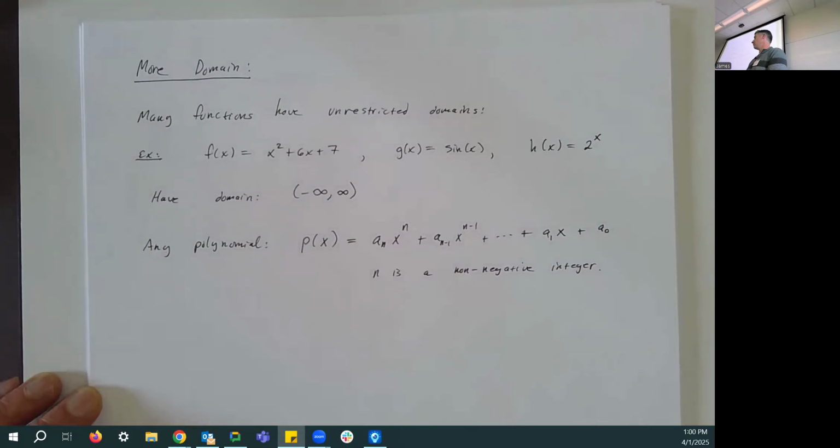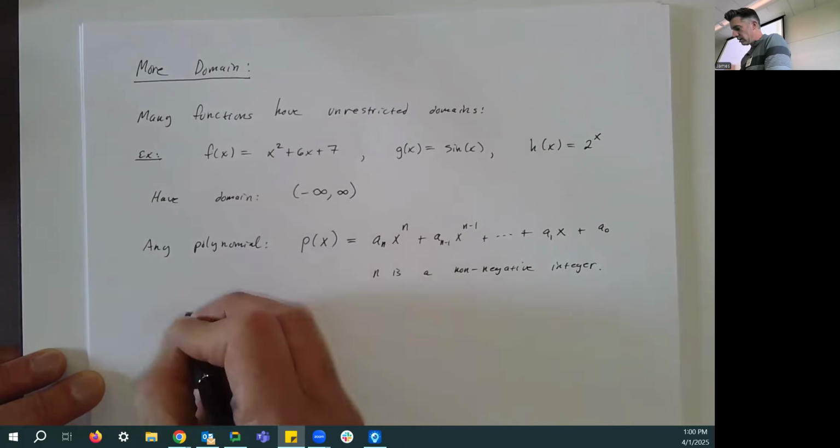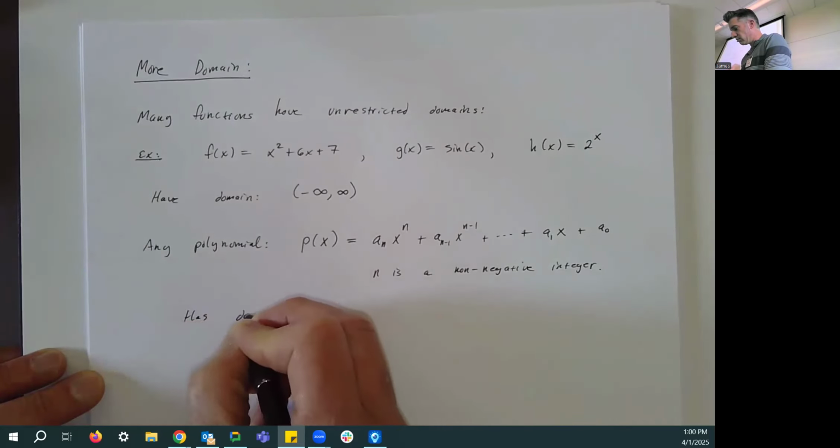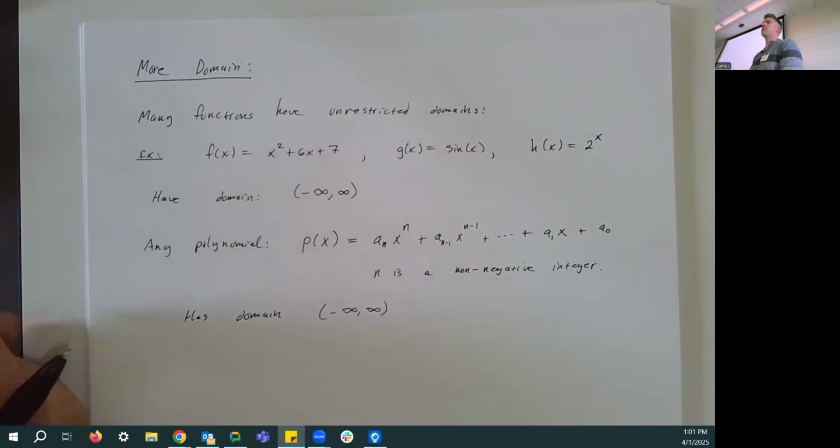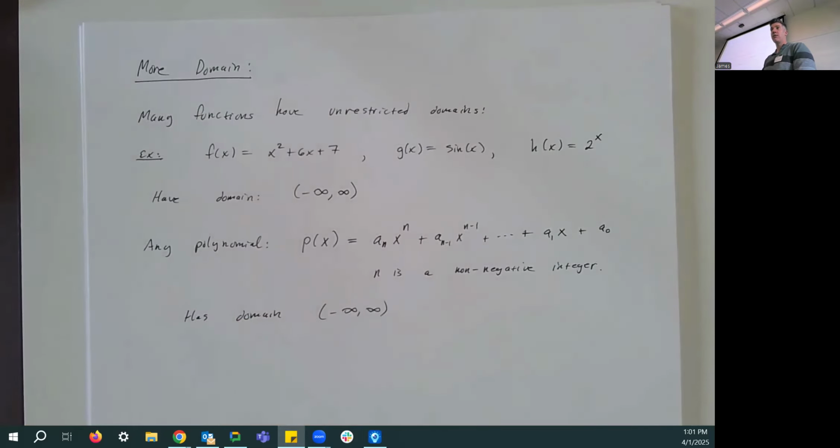0, 1, 2, 3, 4, 5, 6, 7, etc., forever and ever. Any polynomial has domain all real numbers. There's no problems, right? x can be anything, no matter what. Because if you're raising x to a positive integer power, any real number squared or cubed or to the fourth power, to the fifth power, etc., is defined.